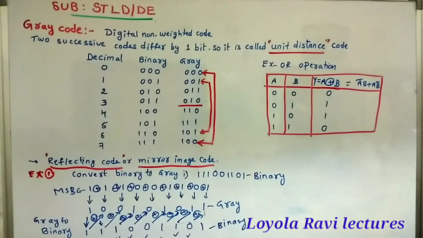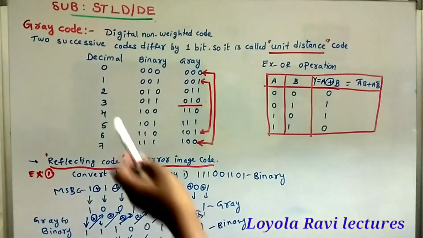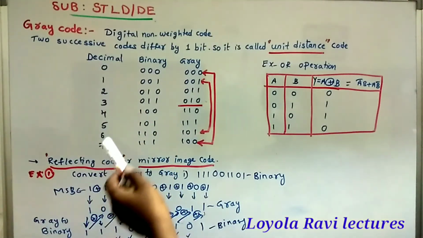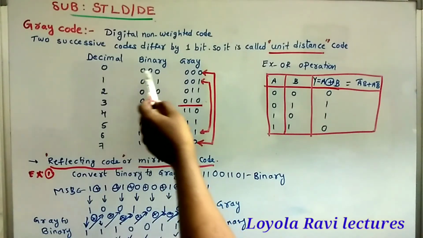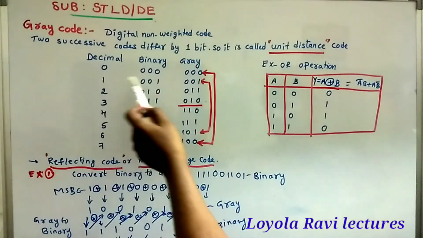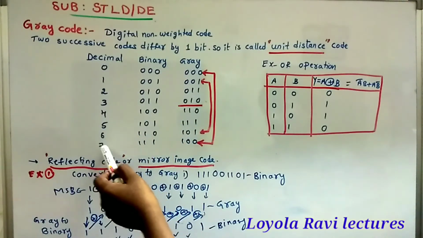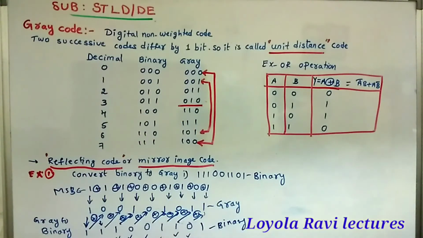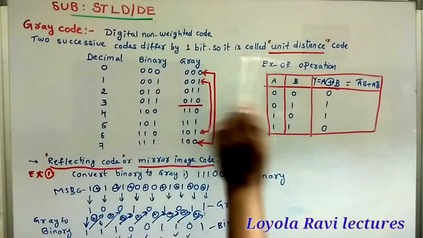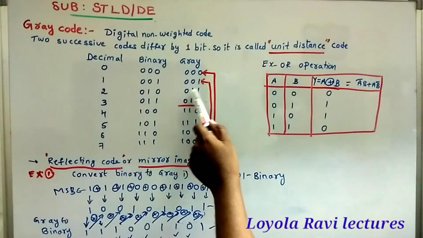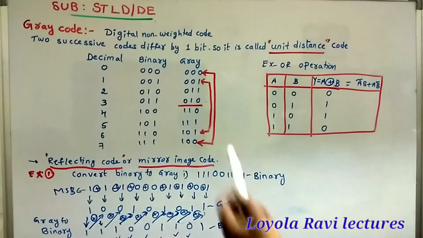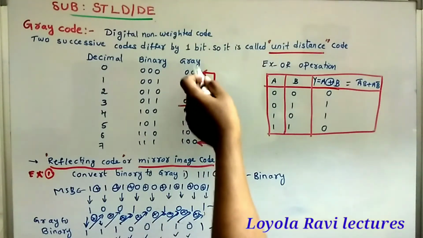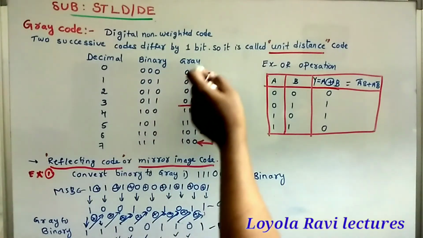And let us see why it is a unit distance code. Let us take 0 to 7 decimal numbers. 3-bit binary numbers I am taking: 000, 001, 010 and so on up to 111. I am converting 0 to 7 into 3-bit binary. Then I am going to write the gray code. 000 is gray code also 000, 001 is 001 same, 010 is 011. I converted all these binary codes into gray code.